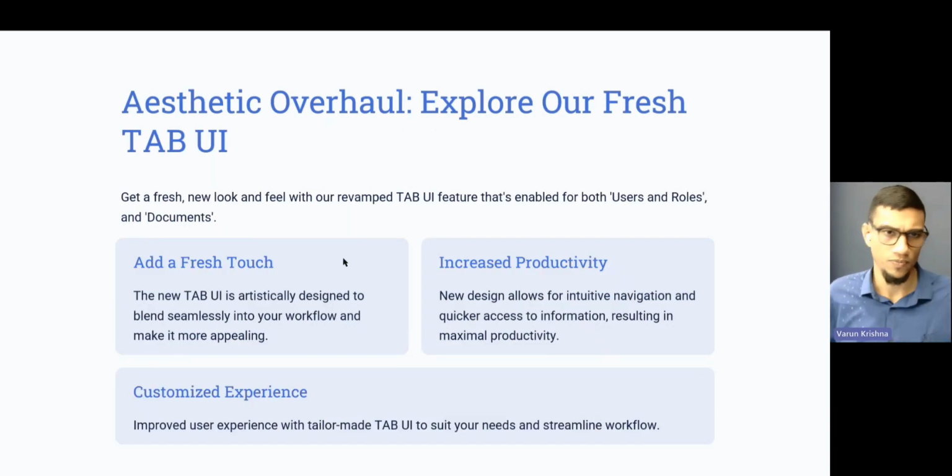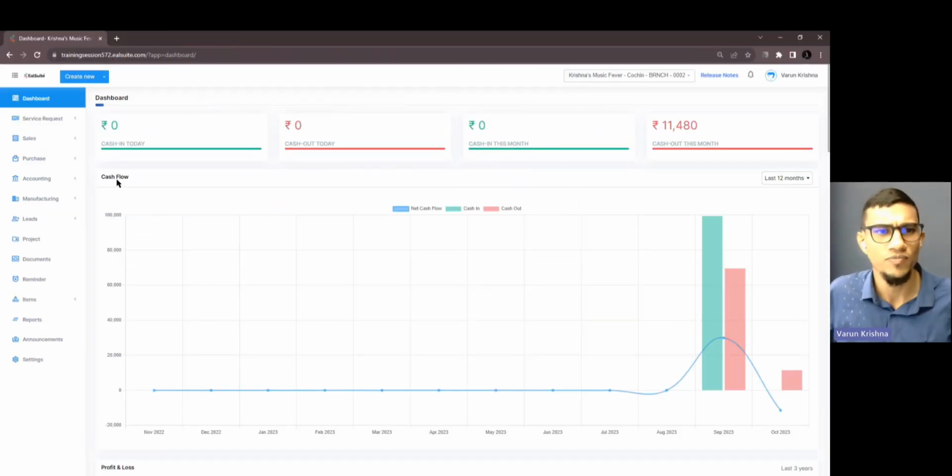Yes. Next, aesthetic overhaul. Explore our fresh tab UI. So where have we brought in this fresh tab UI? It comes under both users and roles and under the document section. Yes. I'm not quite sure how many of you would have noticed it prior to this meeting. I'm sure the sub users section, you won't be going to the settings section a lot. But the document section is something that we are using on a very high note in EalSuite. We got so many applauds for that.